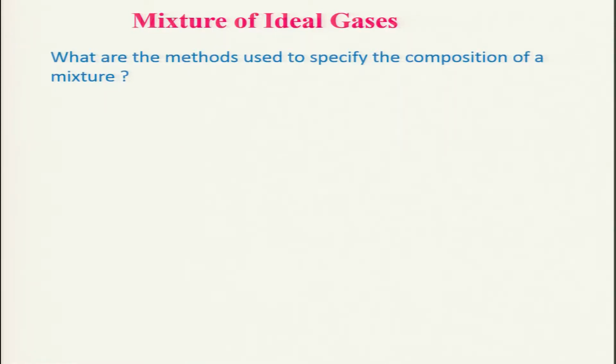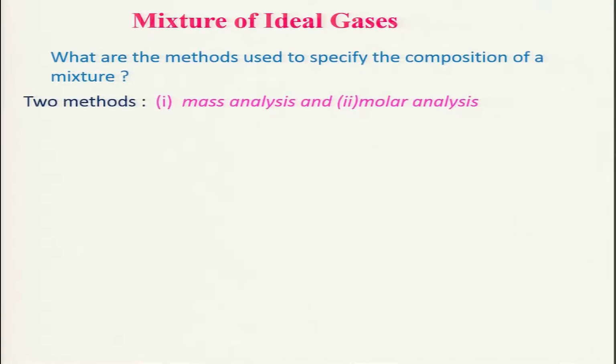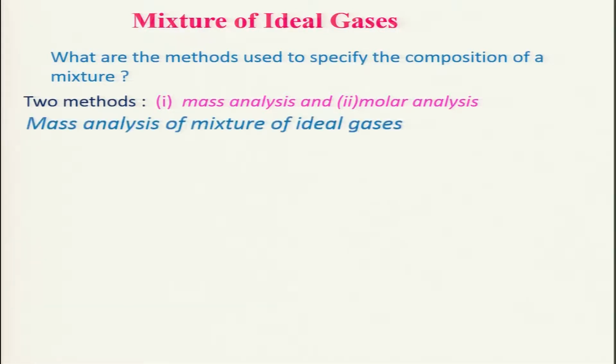The question is, what are the methods used to specify the composition of a mixture? And all of you know these things we will be discussing, and there are two methods. One is mass analysis, the other is molar analysis. That means one will be dealing with the mass of the species, and the other will be dealing with the moles of the species. And when we are dealing with the mass of individual species in a mixture, we will also have to use the mass fraction.